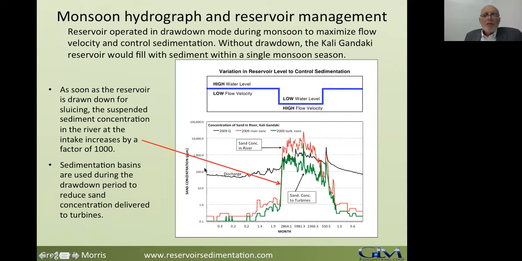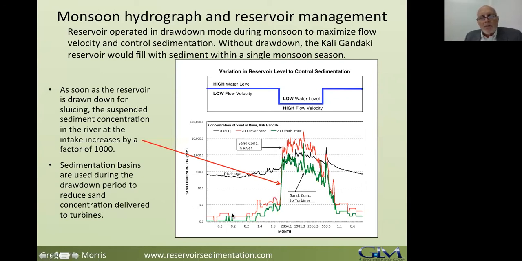Here's your Monsoon Hydrograph. The black line shows the discharge of water. The blue line up on top shows you the water level in the reservoir. During the dry season, the water level is maintained high. The wet season comes, as soon as you get more than 300 meters a second of flow, you drop the level in the reservoir. You generate a high flow velocity, you maintain low water level, high flow velocity during the monsoon. At the end of the monsoon, you drop back below 300 meters a second, water level goes back up, and you're operating back in your wintertime pondage or power peaking mode.